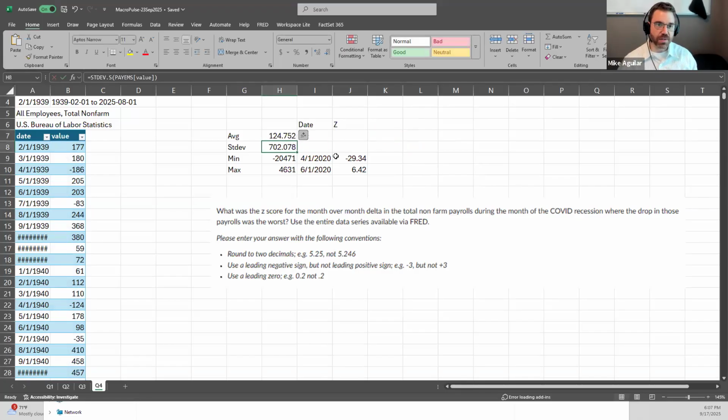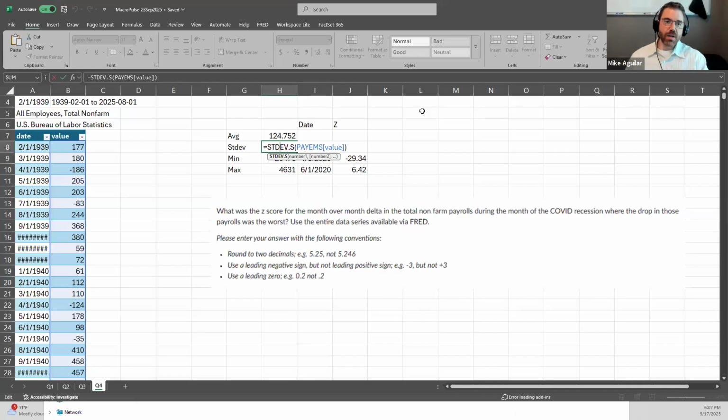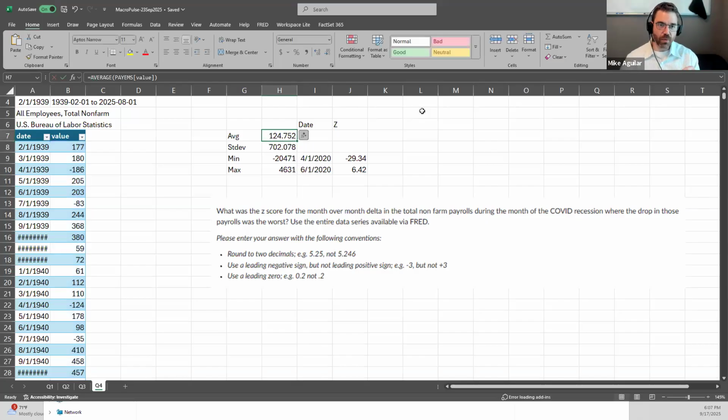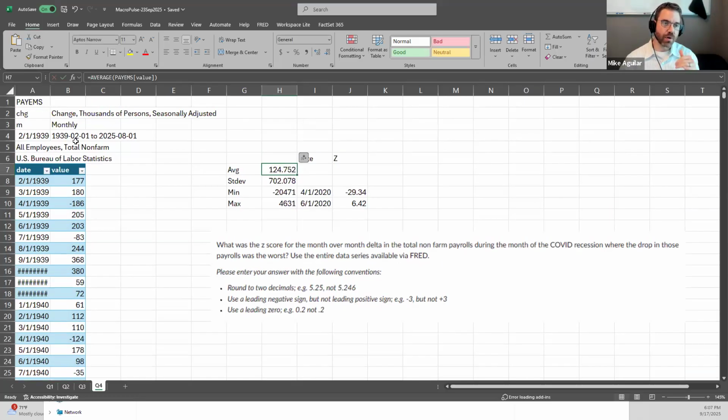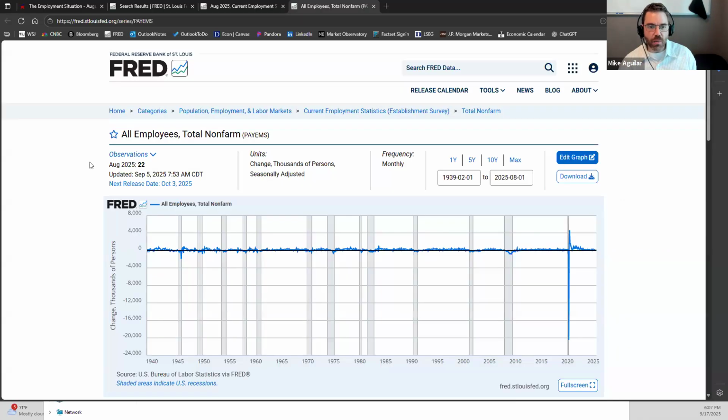Do the same thing for standard deviation. In our case, we have a sample, so we're going to do STDEV.S, that same table and the value. So the average growth in payrolls is around 124. Now, the units are in thousands. See, it says thousands. So 124 actually means 124,000. Go back to this, right?